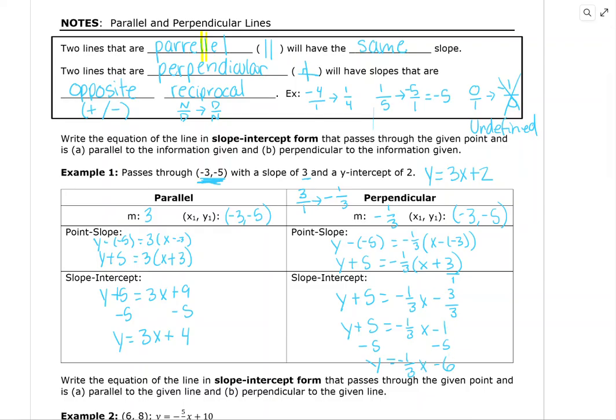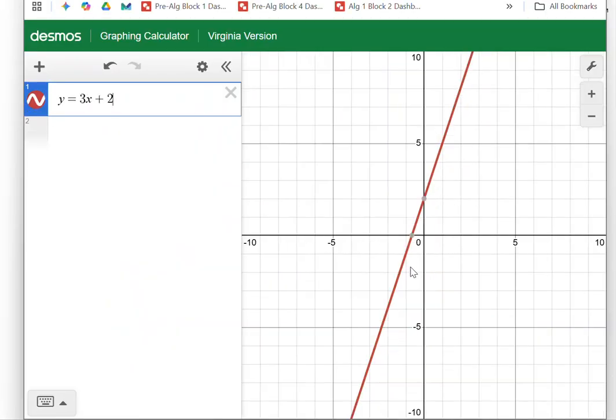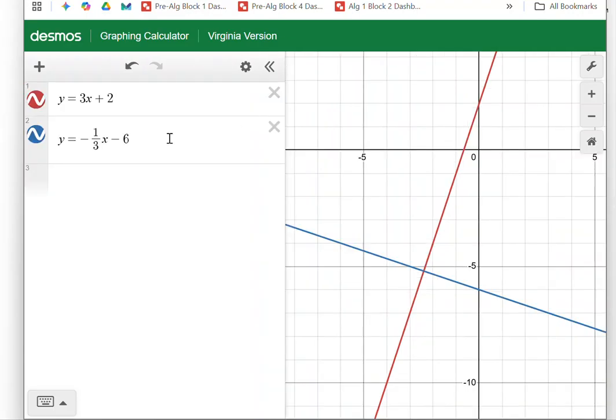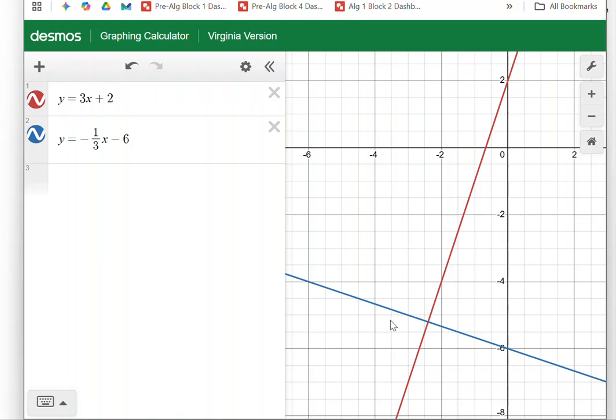Now, when we graph that, we have our original function, which would look just like this. And we wanted to have a slope of -1/3 to be perpendicular. And remember, perpendicular means we're going to intersect at a right angle. So when we put in our new equation, y equals -1/3 x minus 6, you can see this blue line is our new equation. And we wanted it to go through the point -3, -5. So if we do that, it would be right here.